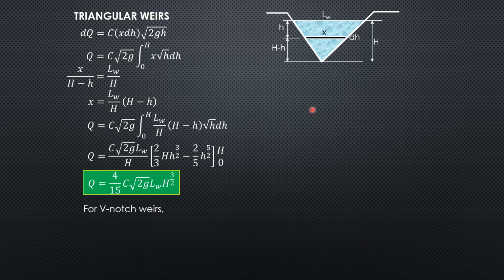Now for V-notch weirs, when you say V-notch, the shape is an isosceles triangle such that the angle that one side makes with the vertical is theta over 2, and the whole angle here is theta.